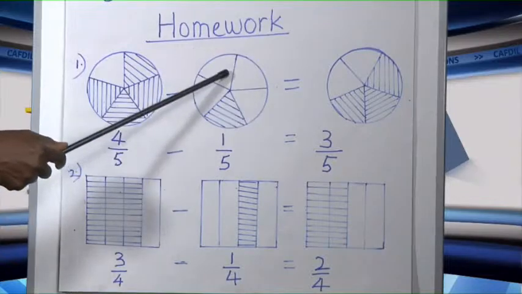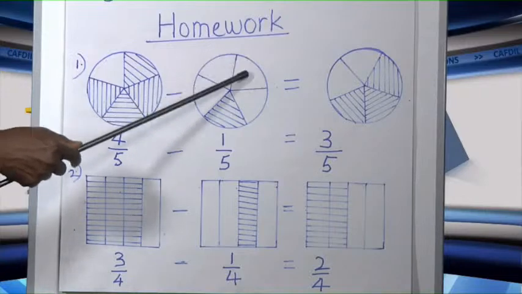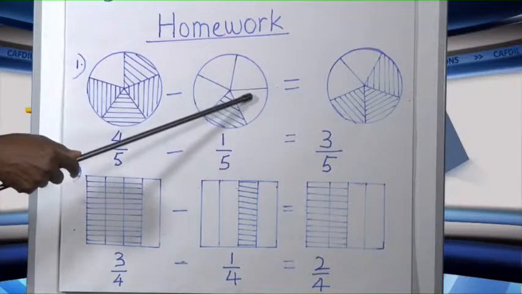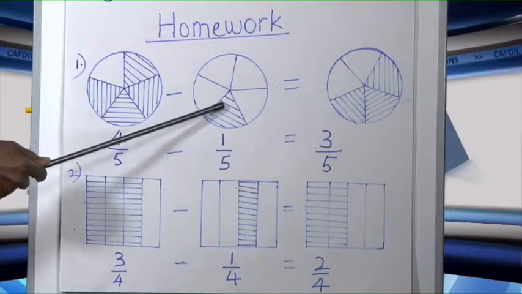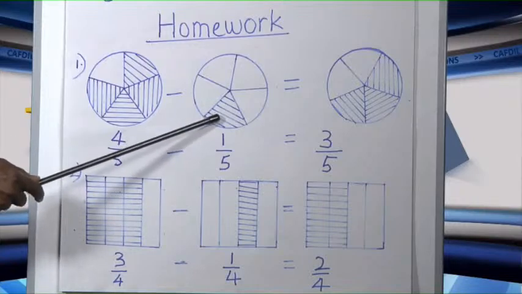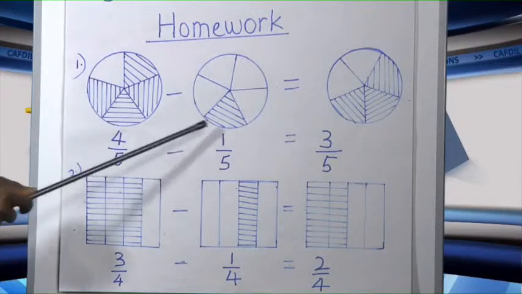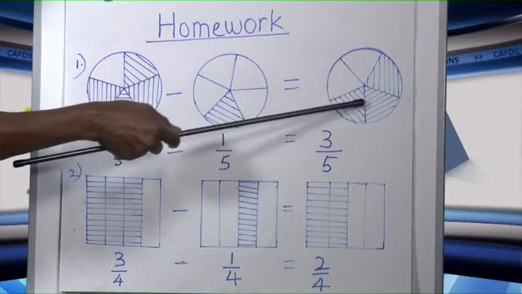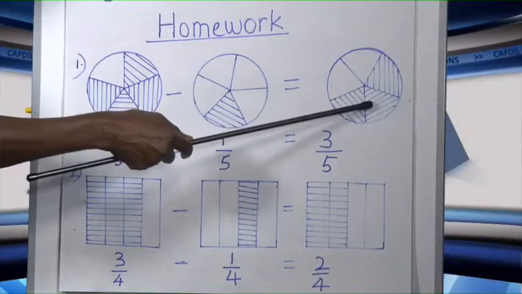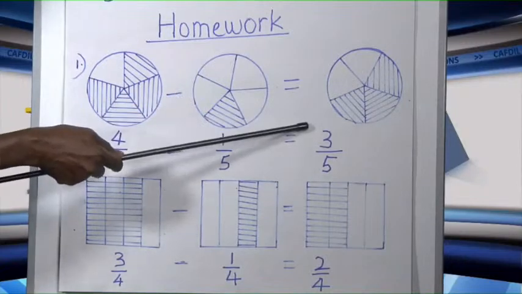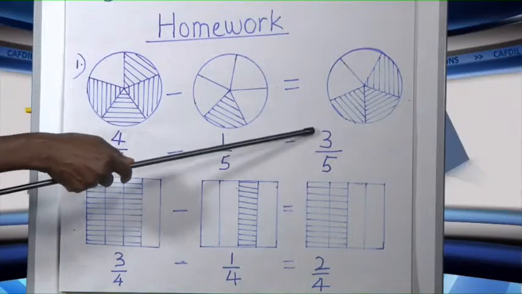Another circle. How many parts in all? Count. 1, 2, 3, 4, 5. How many parts? 1 part shaded. So what fraction is it? 1/5. And so 4/5 minus 1/5. Here it is. So what is it? Count. 1, 2, 3. So 4/5 minus 1/5 is equal to 3/5.